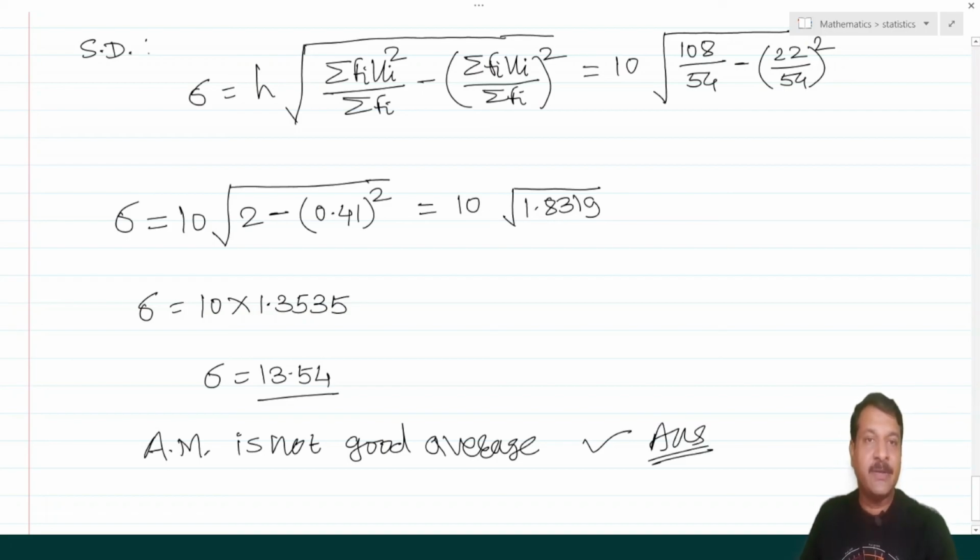In the next video we will consider more examples on the standard deviation and arithmetic mean, as well as the next part, that is the central moment.